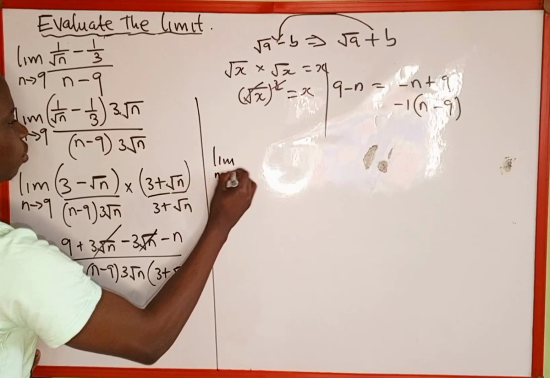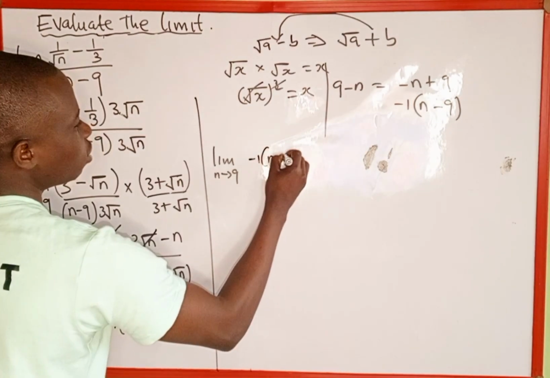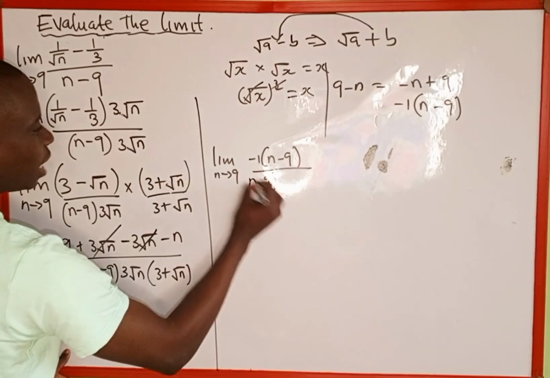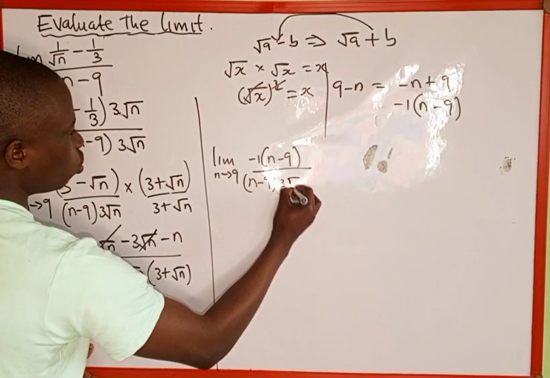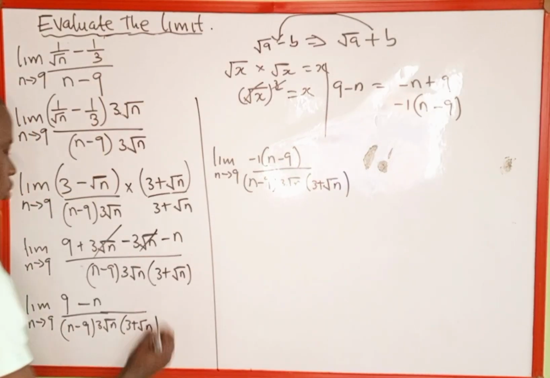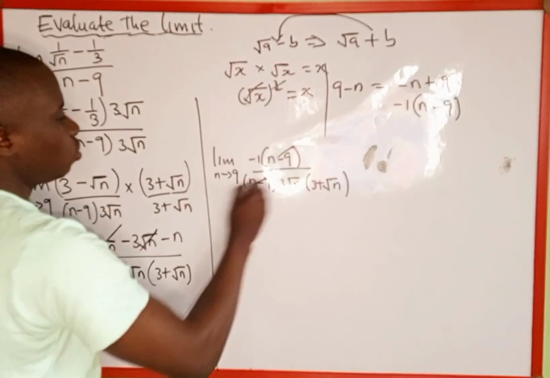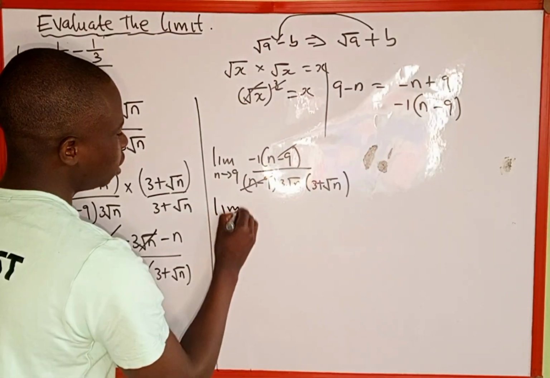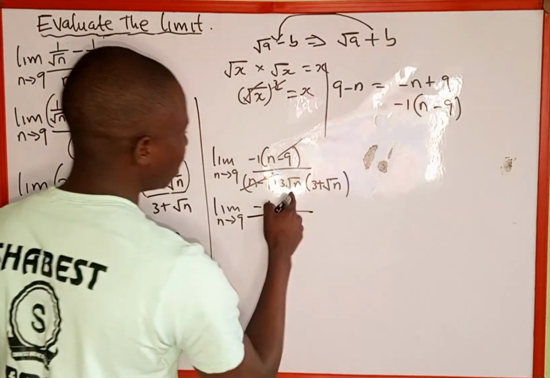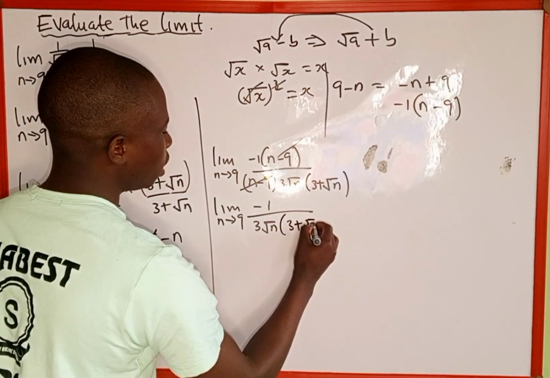So therefore, the factorization of this is going to be: limit as n approaches 9, 9 minus n is the same as what? Negative 1 into the bracket of n minus 9. Then everything all over what? n minus 9. Then 3 root n multiplied by what? 3 plus root n. So the next thing we're going to do, if you look at the numerator, n minus 9, n minus 9. So this is going to cancel this. We have limit as n approaches 9, and on top we have negative 1, then divided by 3 root n, then into 3 plus root n.